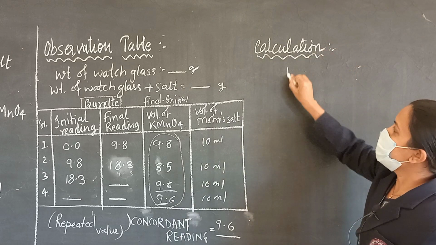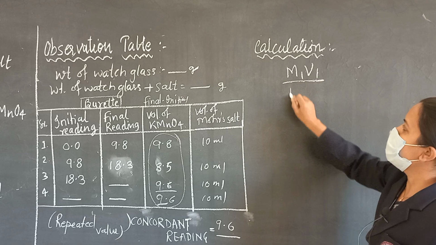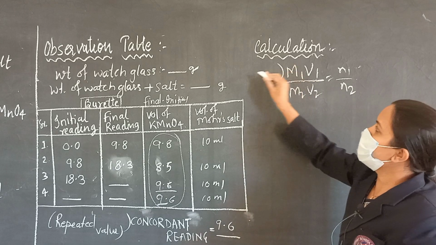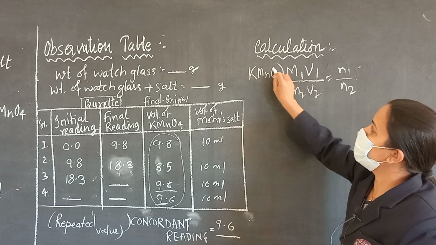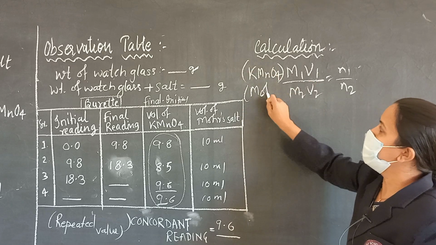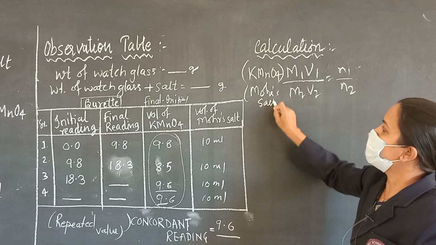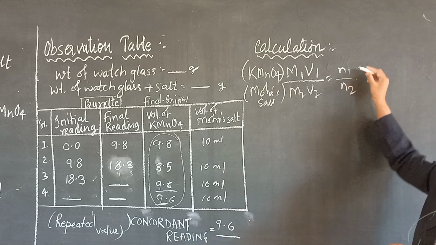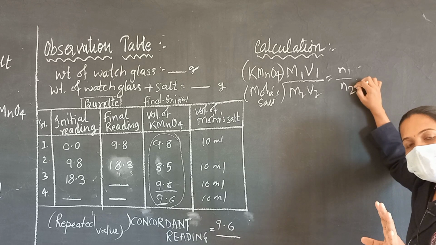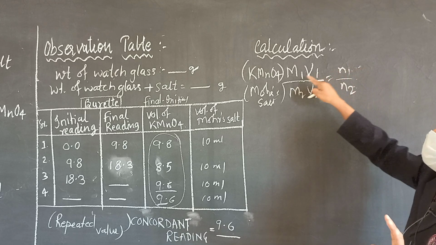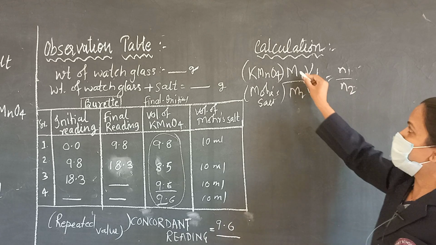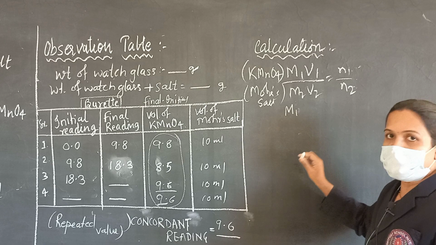Here I am explaining the calculation part also. The formula is M1V1 upon M2V2 equals N1 upon N2. Here M1 and V1 are for KMnO4, the molarity of KMnO4 and volume of KMnO4. And M2 and V2 are for Mohr salt, the molarity of Mohr salt and volume of Mohr salt. N1 and N2 are the number of moles of KMnO4 and Mohr salt, which you will study from the ionic equation, right? So how many moles of KMnO4 are reacting with Mohr salt? That is N1 upon N2.